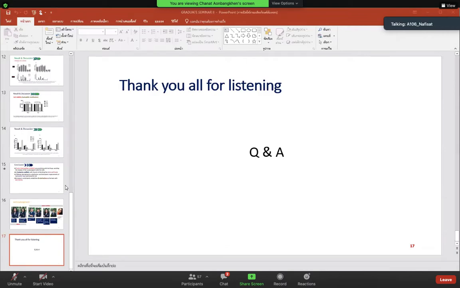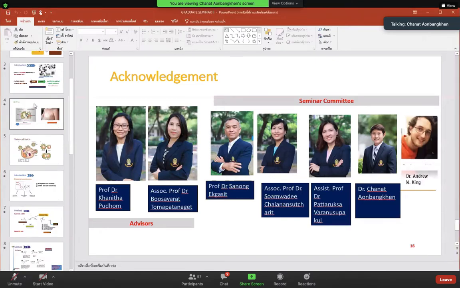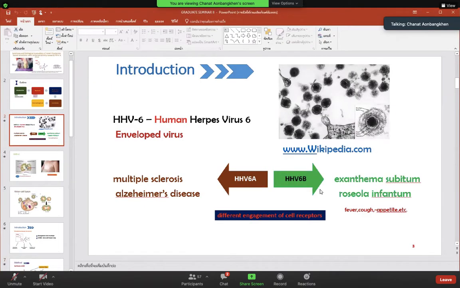And what is that HHV6 virus? What is the effect on human beings? I mentioned that we have two basic types, the HHV6A and HHV6B. The HHV6A has been associated with Alzheimer's disease, and it can also cause infertility and also multiple sclerosis. While HHV6B is associated with roseola infantum. Okay, thank you. You're welcome.